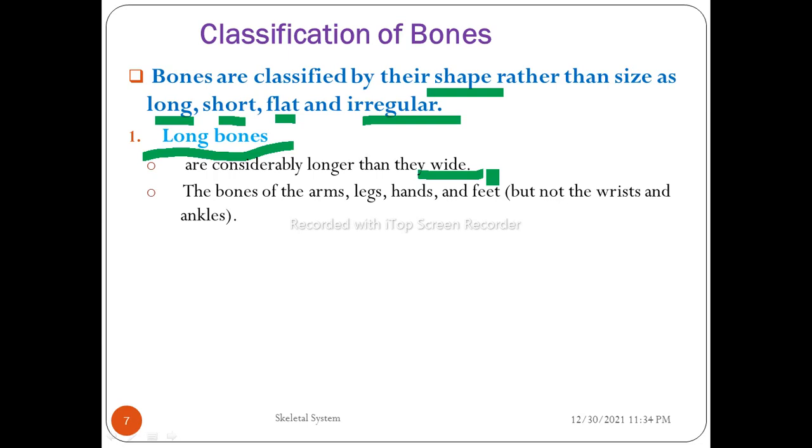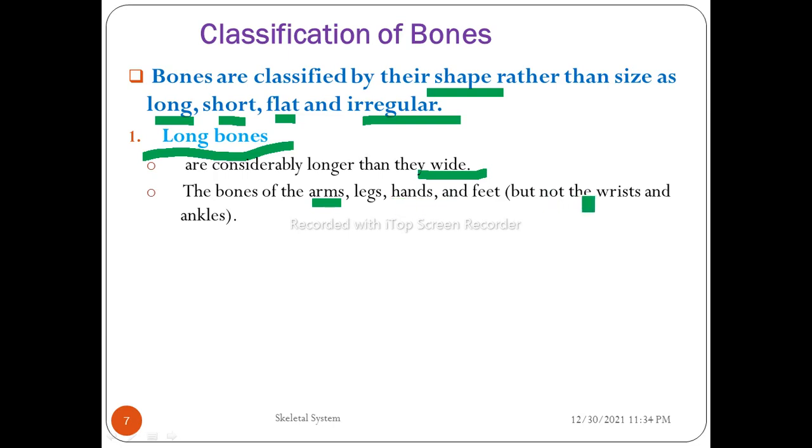Bones of the arms, legs, hands, and feet are considered long bones. For instance, from the arm, the humerus has a length greater than its width, so we can consider it a long bone. From the leg, the femur's length is greater than its width, so we can say long bones.